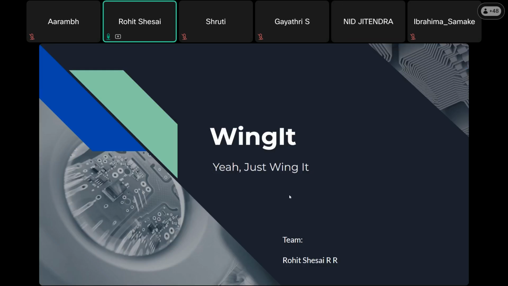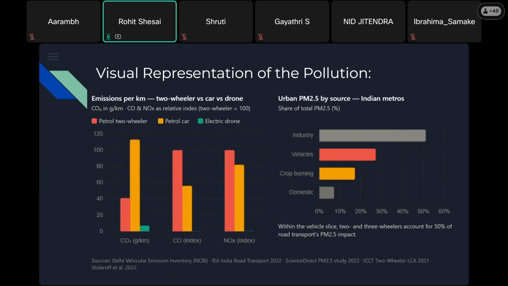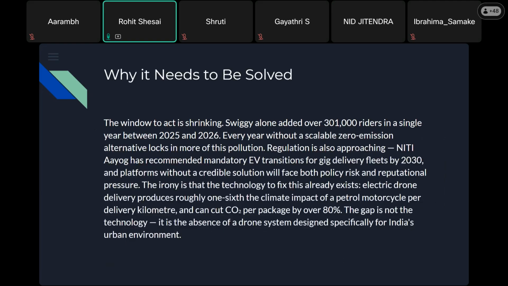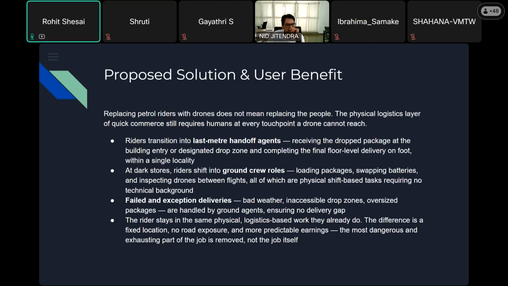So, sir, in the last open house, you said that I have to add more pictures describing and depicting how my idea would look. And also visual data was needed, you mentioned. And you also said that the solution should also include the riders. So I made some changes on the proposed solution user benefit, where instead of making fully autonomous drones, riders transition into last meter handoff agents.